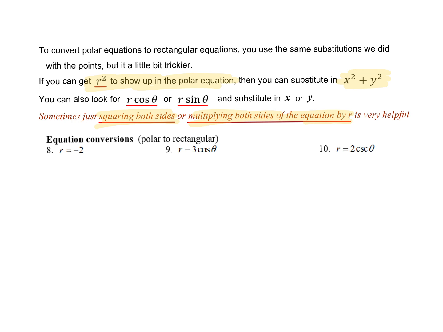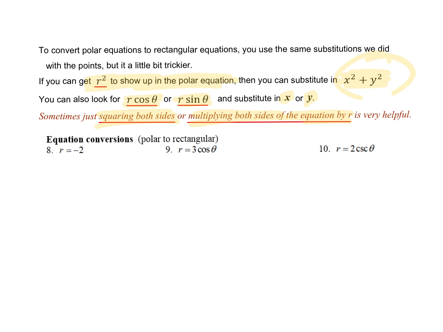So you want to use those tricks. Again, you're looking to get an r squared to show up so that you can substitute it out with an x squared plus y squared, or you're looking for an r cosine of theta or an r sine of theta that you can take out and put the x or the y back in. Okay, so we're working backwards here.